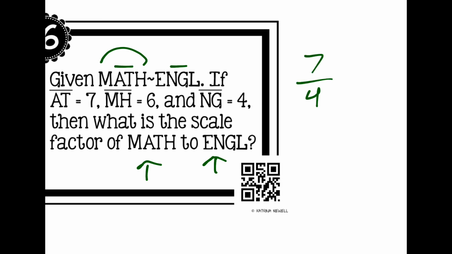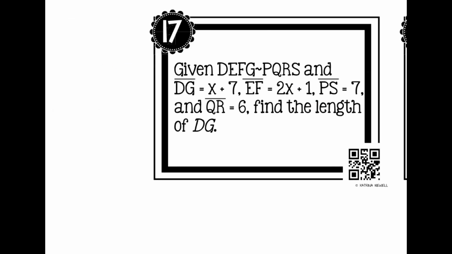And then we're done. In 17, we see DG, we see EF. And then they give us over here PS. So the PS and DG ones match up, and the QR and the EF ones match up. They want to know what is DG.